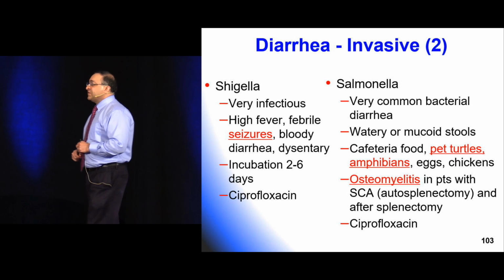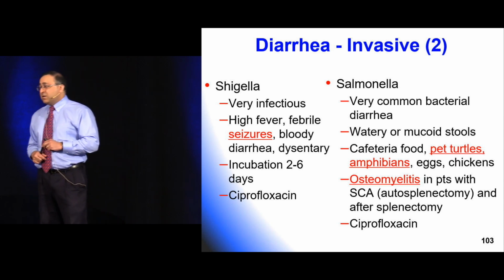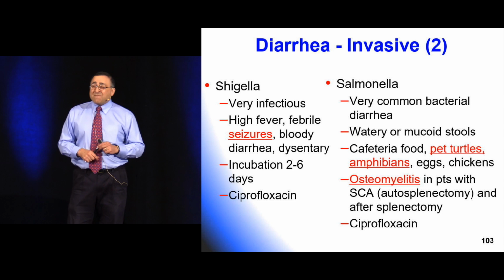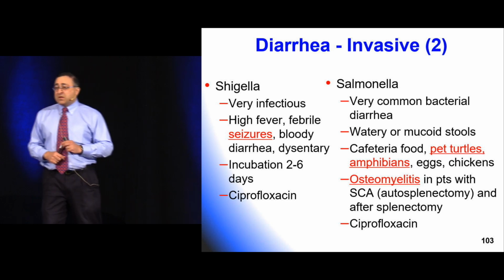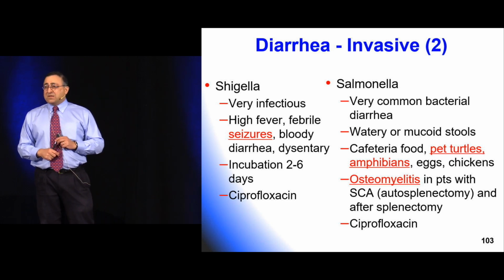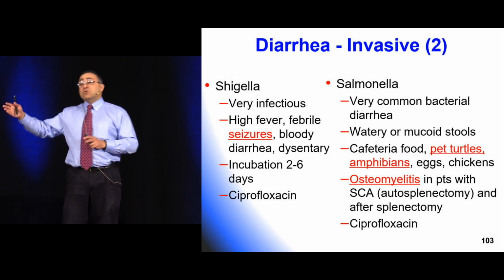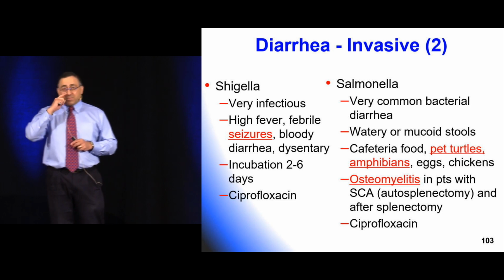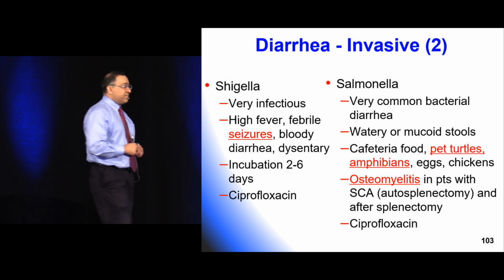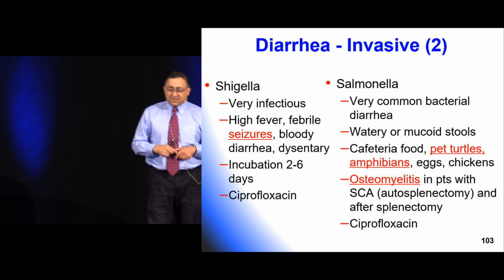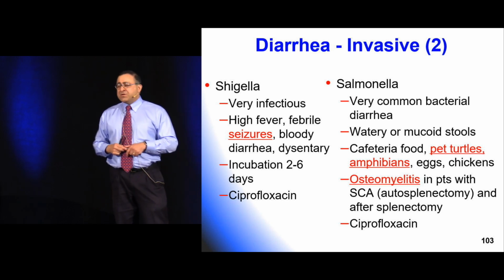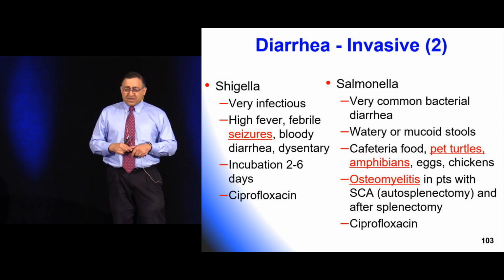Salmonella. Salmonella is associated with poorly cooked chicken. It's often associated with amphibians, pet turtles, pet snakes, and it's one of the reasons why it's no longer legal to import them. A lot of people do anyway, but you're not supposed to import these pet turtles and pet snakes and so on. Again, you hear about this in undercooked chicken as well.